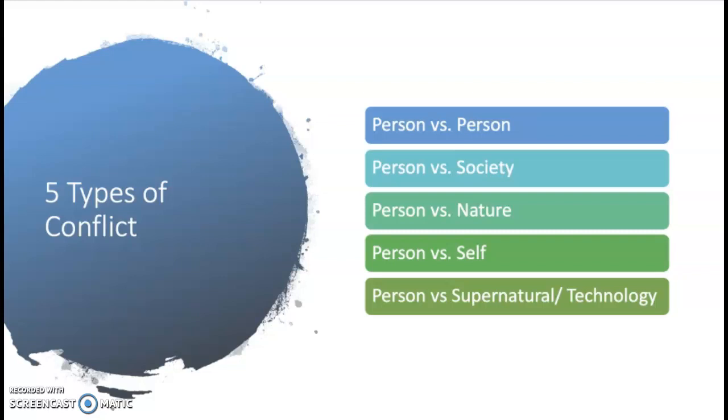All right, person versus self. Inner conflict. Anytime a character is in some sort of inner turmoil, that's person versus self. Person versus supernatural technology. This is pretty easy to find, define and see. It's any time that there's some sort of ghost, superhero, alien, the computers are taking over, that kind of thing.